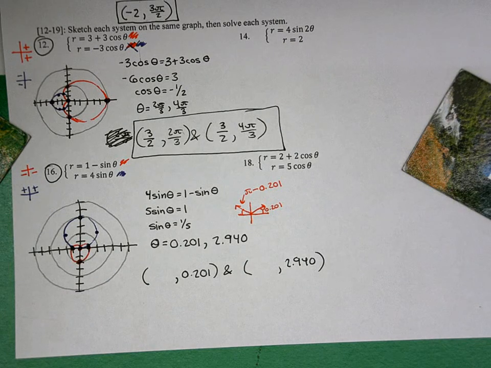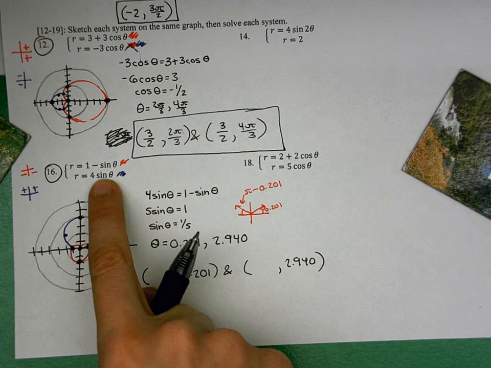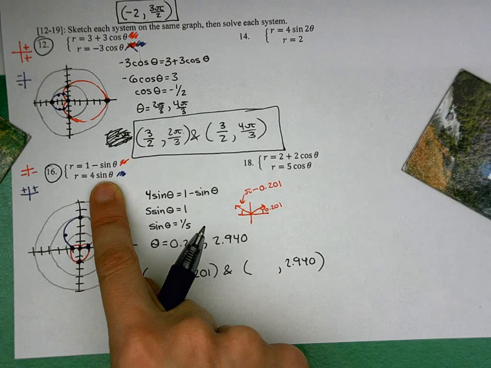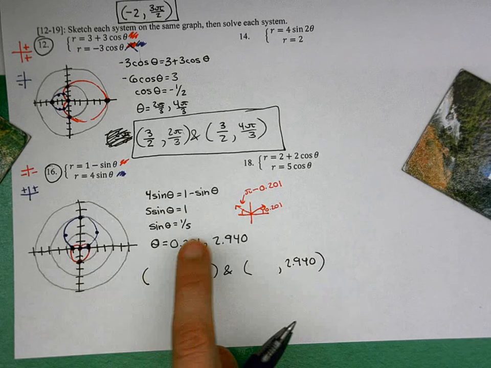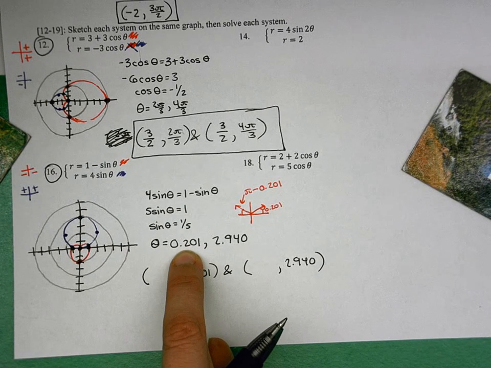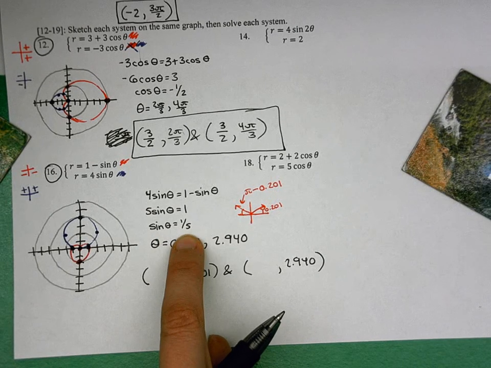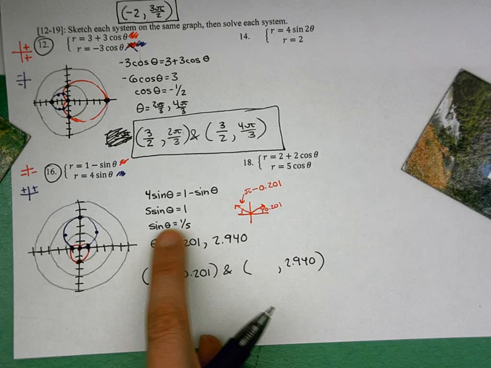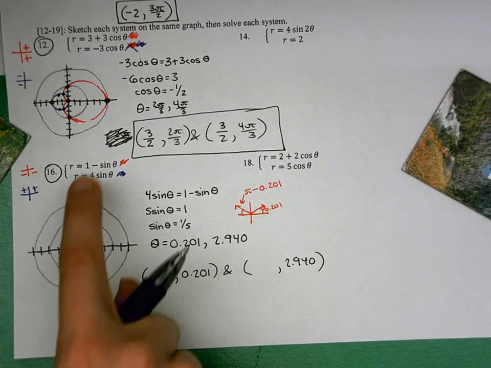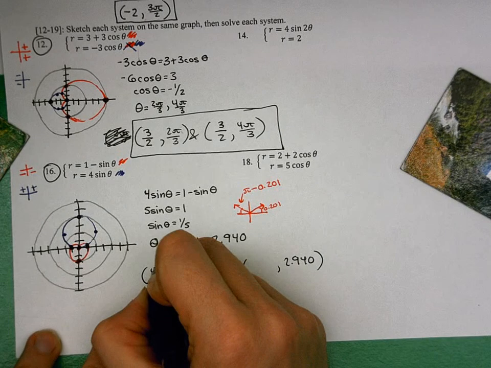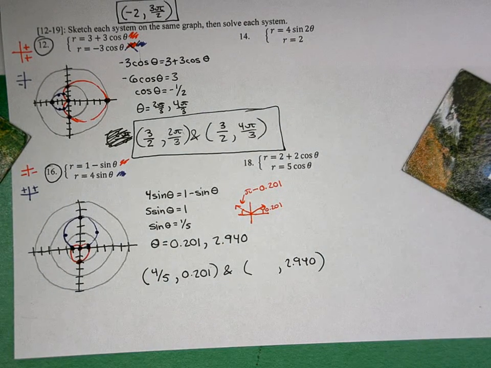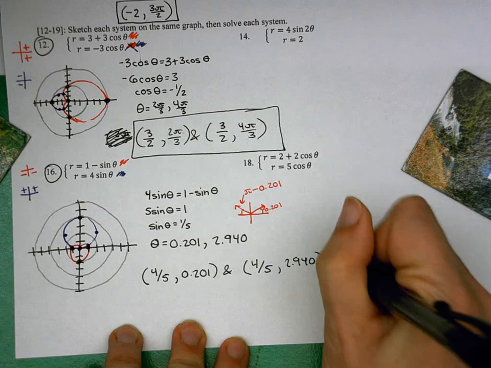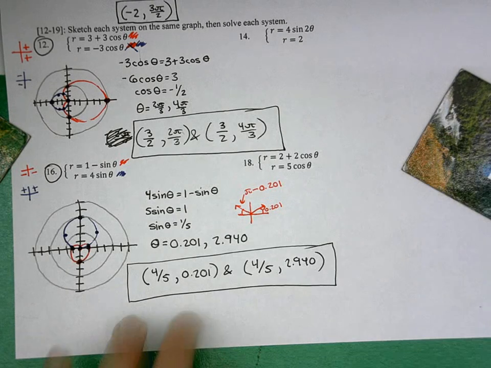What is their radius? Well, taking that 0.201, plugging it in, you could use your calculator if you wanted to, but remember what we talked about in number 12. We already know what the sine of 0.201 is. I got 0.201 because I asked, what angle gives me a sine of 1/5? Well, that angle gives me a sine of 1/5. That was our answer. So therefore, the sine of that angle is 1/5. 4 times 1/5 is 4/5, or 0.8 for those who are using their calculator. Okay, same thing over here. Okay, and that's number 16.